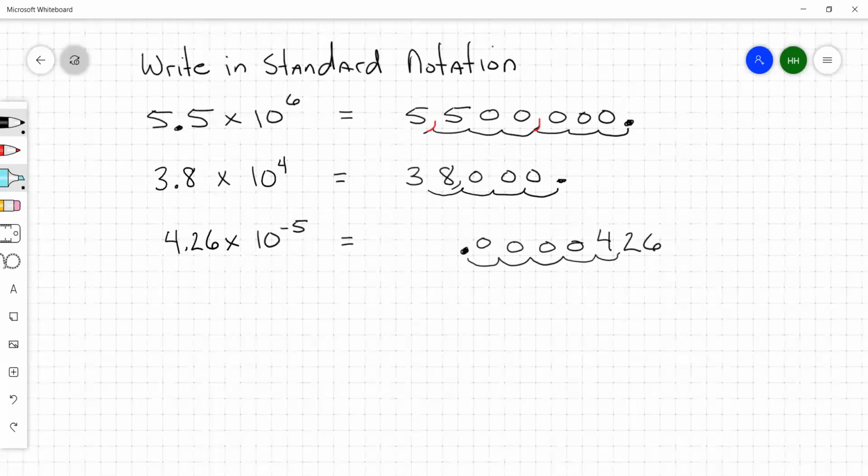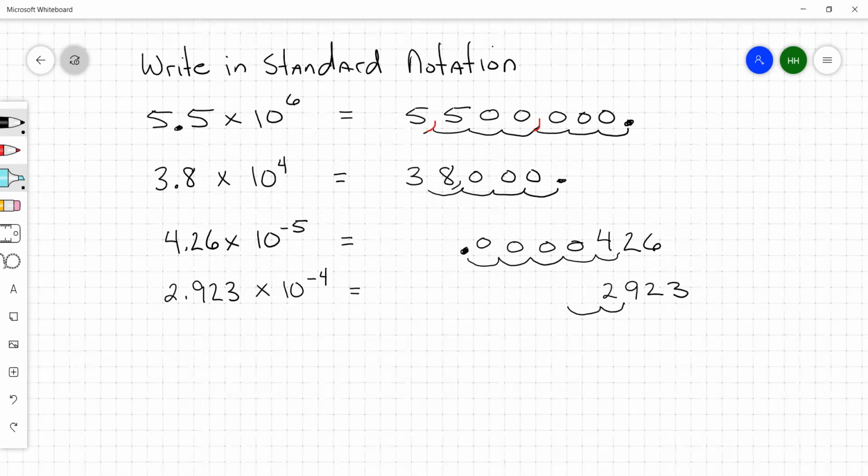Let's do one more. 9.23 times 10 to the -4th. Same process. We got a negative power, so we're going to have a number less than 1. So we're going to move over here, give ourselves some space. We're going to go 9, 2, 3. Putting the pencil after the 9, and we're going left 4.